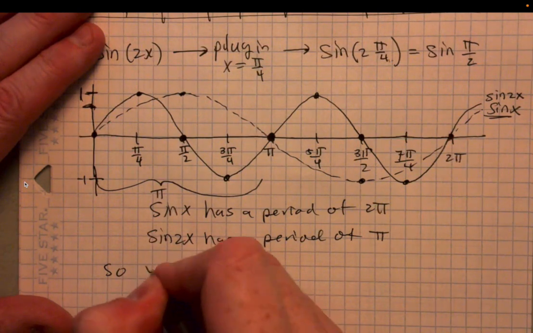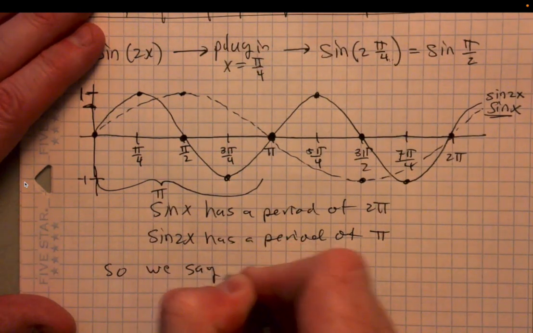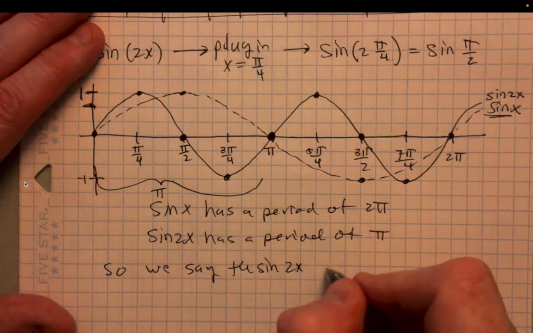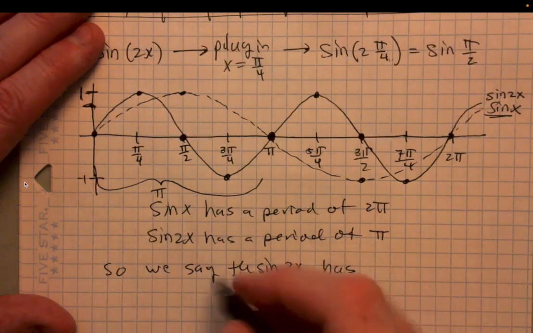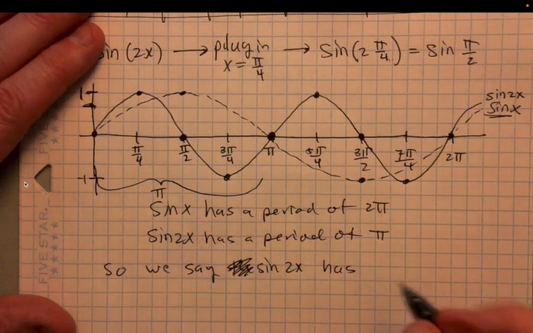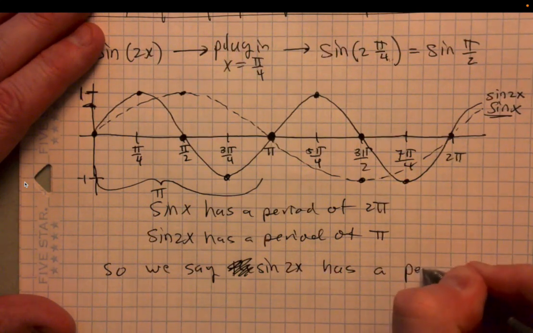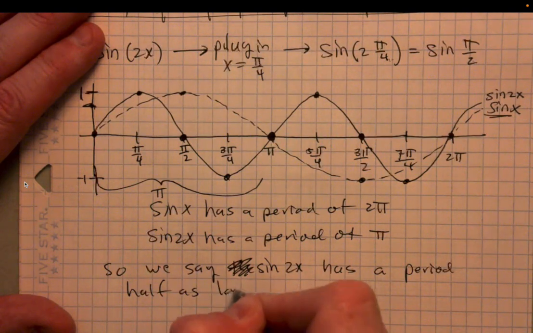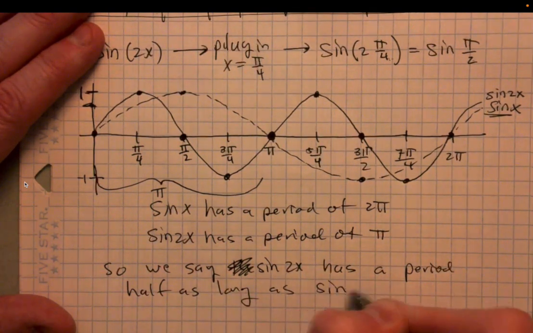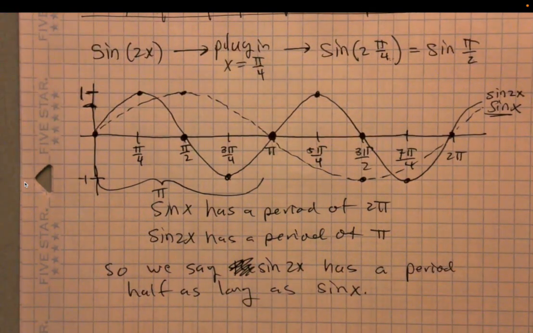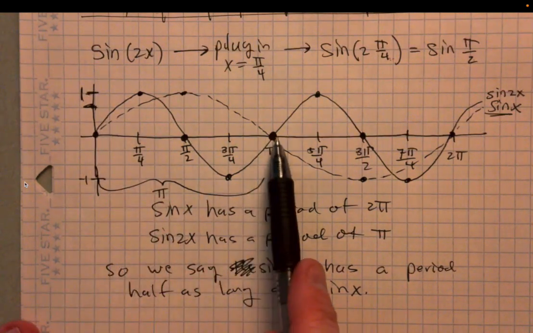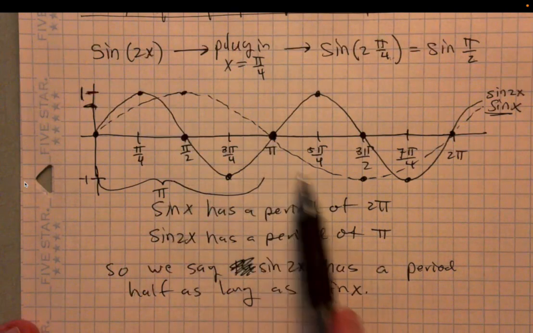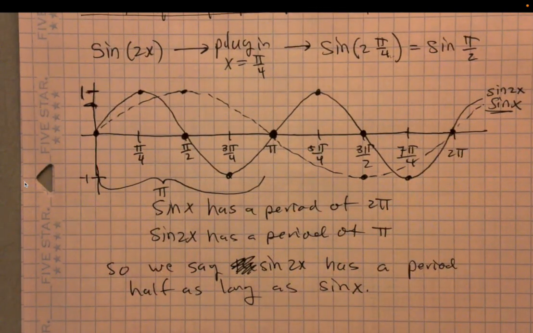So we say the sine of 2x has a period half as long as sine of x. Right? So its period is completed by pi, whereas the sine function itself takes 2 pi to complete.